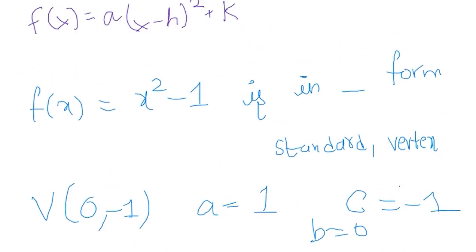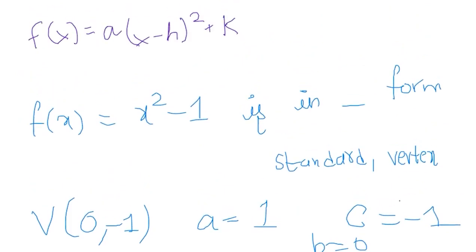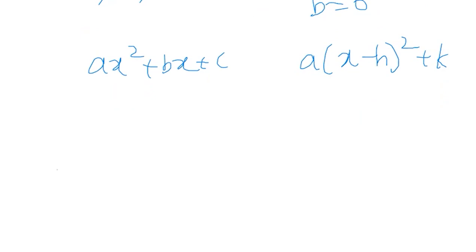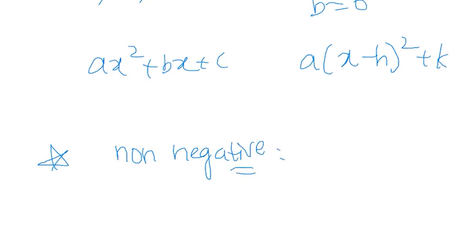Okay. Is this graph upward or downward? This is an upward graph, because a is positive. See, what is meant by non-negative? Non-negative means 0 or positive. Yeah, basically not a negative number. So what happens if a is equal to 0?